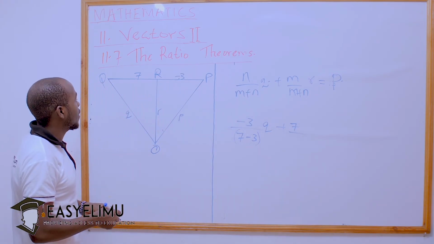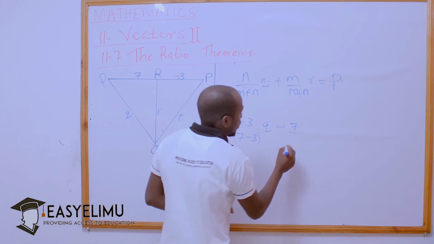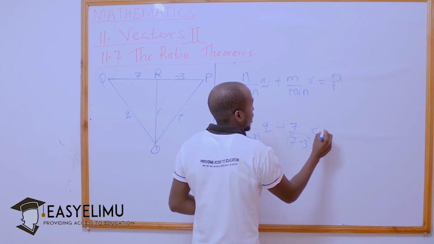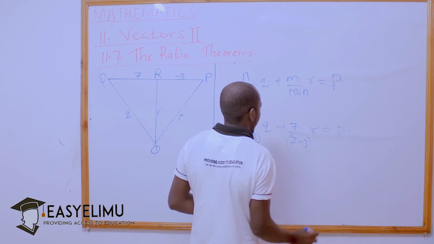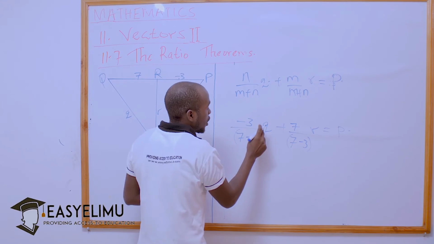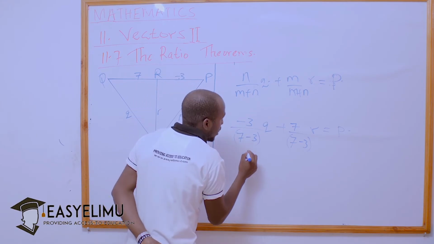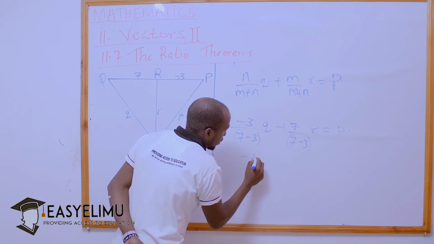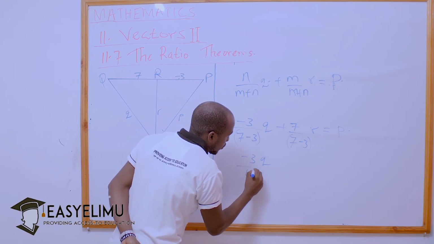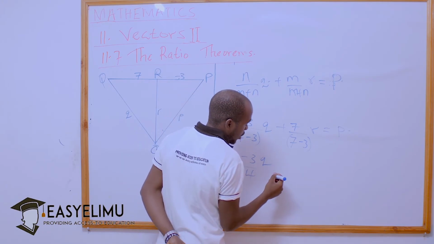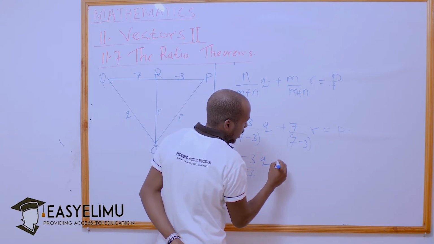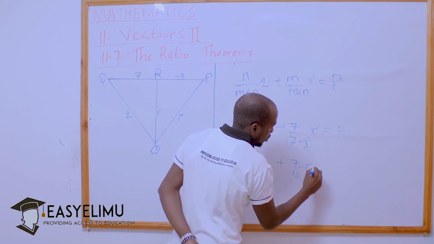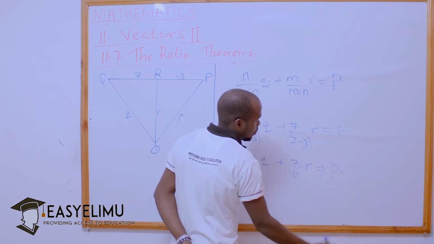And then we shall take 7 over the total ratio, which is 7 minus 3. And you will find you are multiplied by R. So this one should give you whatever you are seeking in P terms. So doing this, you are going to get negative, actually it's negative, you will get -3Q over 4, -3 quarter Q plus, here you will have 7 over 4 R. So that is what we have as P.